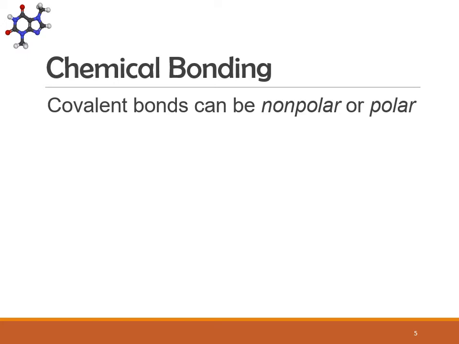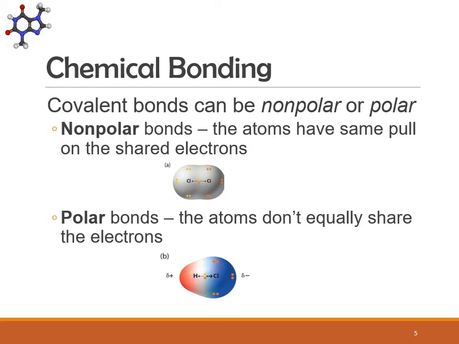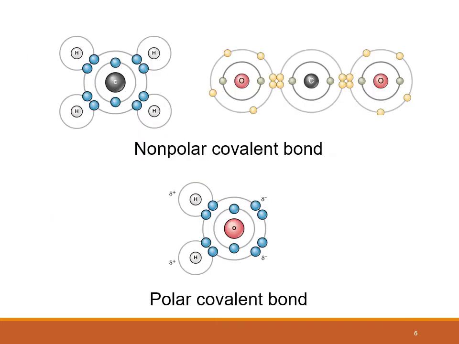Covalent bonds can be nonpolar or polar. In nonpolar bonds, the atoms have the same pull on the shared electrons. In polar bonds, the atoms don't equally share the electrons. One side is more electron dense than the other. Here are other examples of nonpolar and polar covalent bonds.